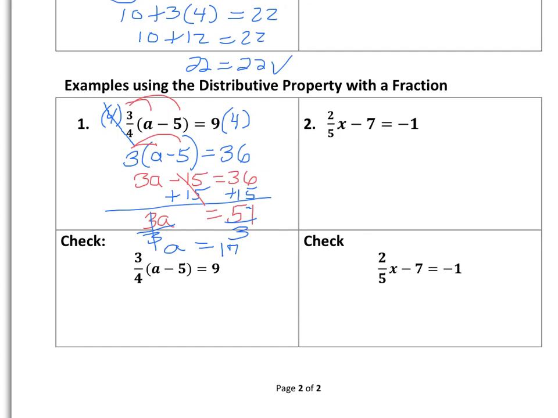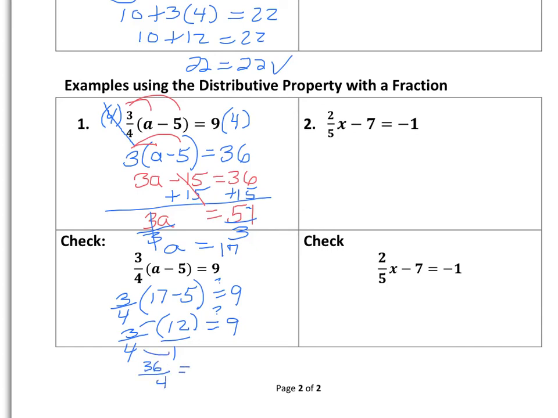Let's check our answer. We've got 3/4. Swap out that A with 17. And we've got 3/4 times 12 equals, we hope, 9. Now, if we're going to multiply here, we can multiply this 3 times 12, get 36, divided by 4 times 1 is 4, equal 9. And sure enough, 9 equals 9. So we're very confident that A equals 17.